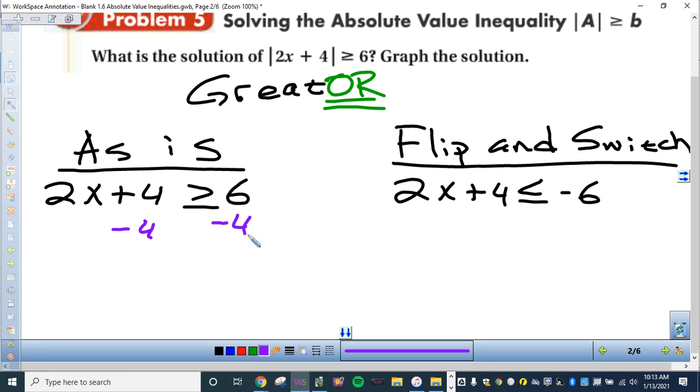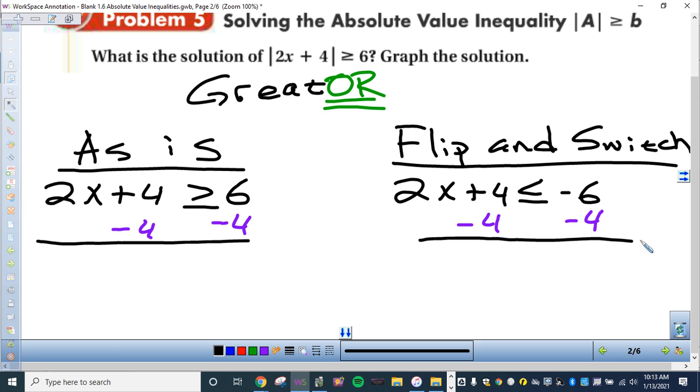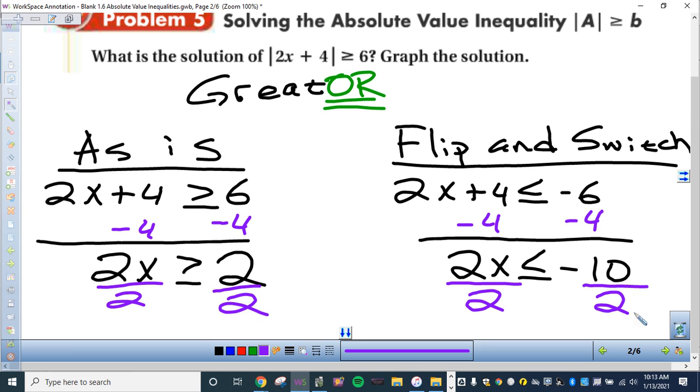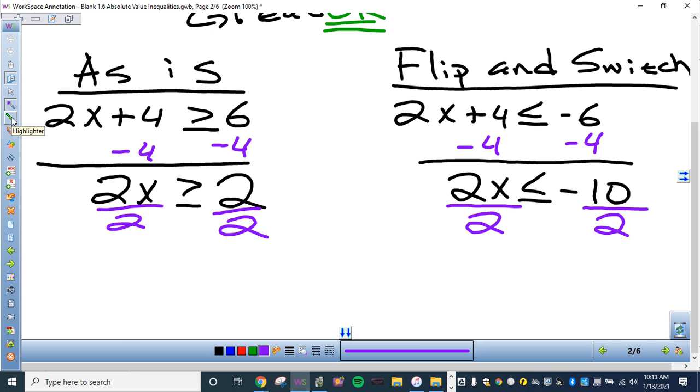Subtract 4 from both sides of the inequality. So, on the left side, we get 2x is greater than or equal to 2. On the right side, we get 2x less than or equal to negative 10. Last step, both equations, both sides of the inequalities, we divide by 2. So on the left side, we end up with x is greater than or equal to 1.